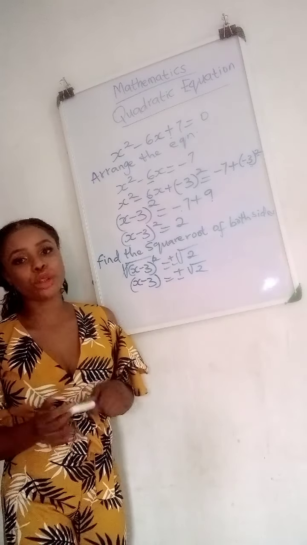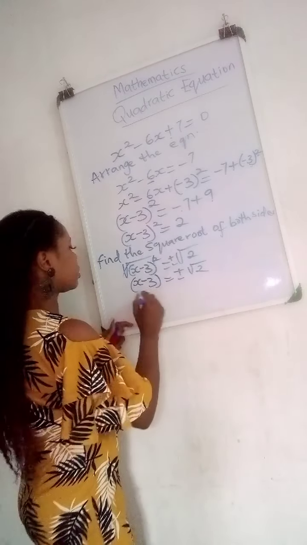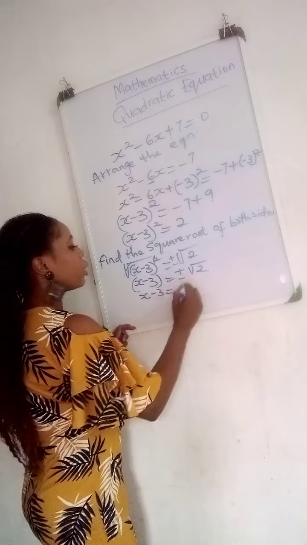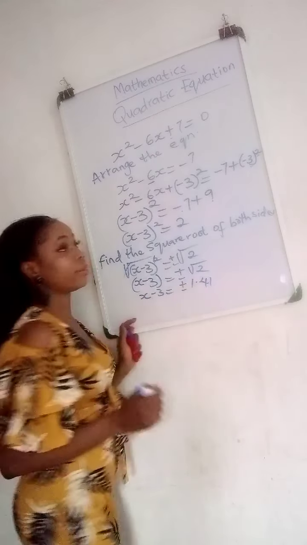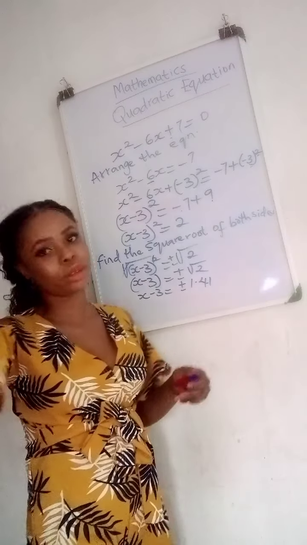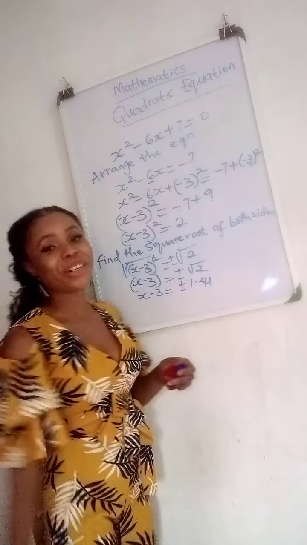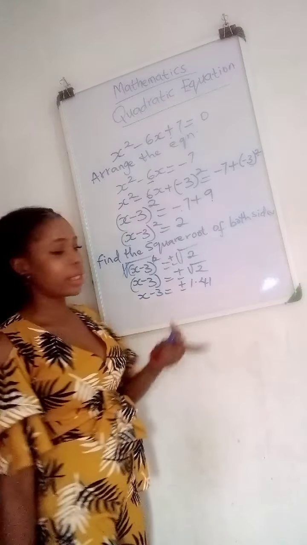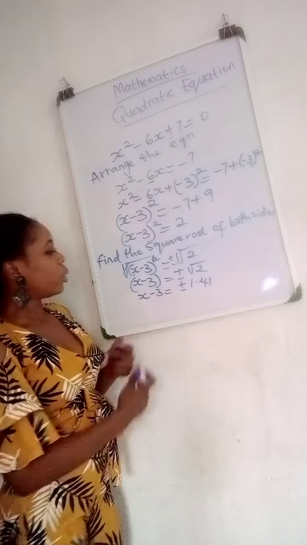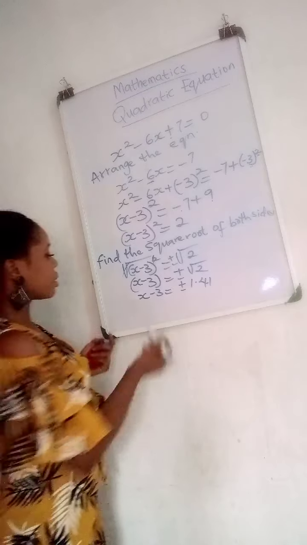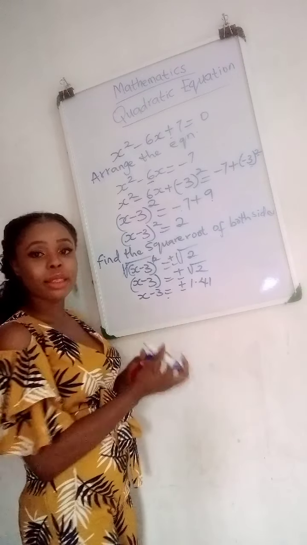Now the square root of 2 should give you plus or minus 1.41 something. So approximately, in 2 decimal places, 1.41. Okay, so now we have to solve through. This is x minus 3. We now have to get x.